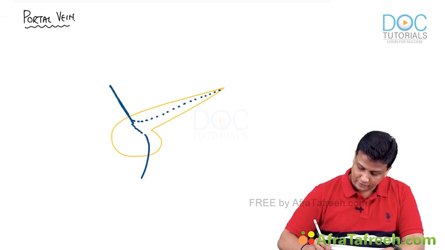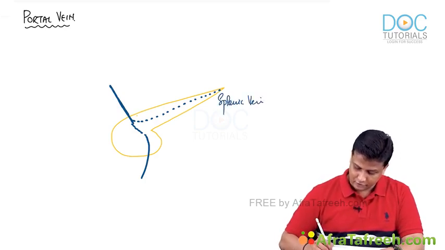So let us write down the name here. That is your splenic vein. And this combines along with the superior mesenteric vein.